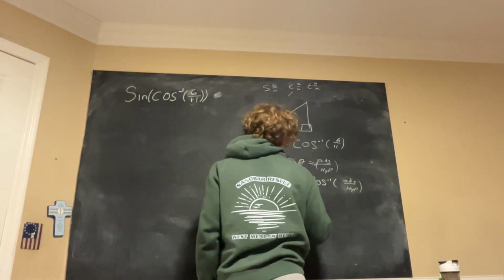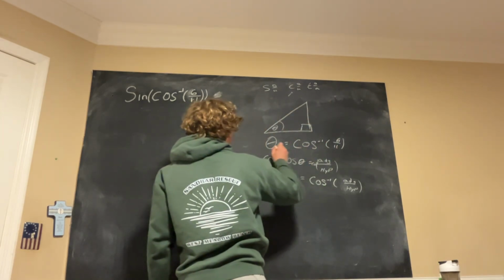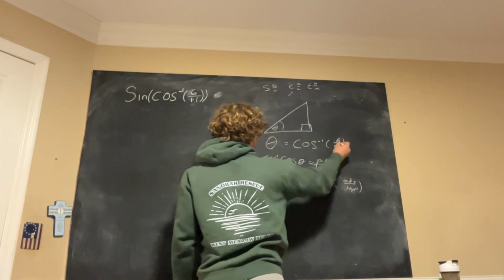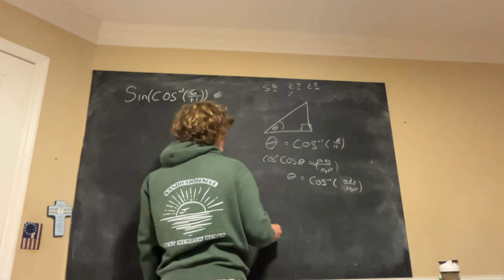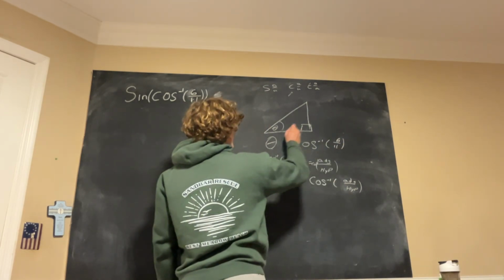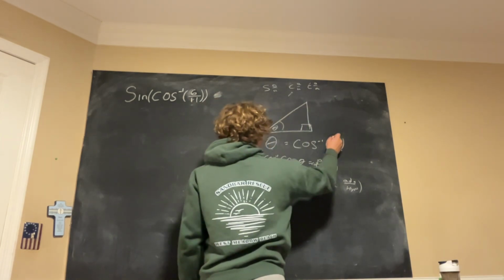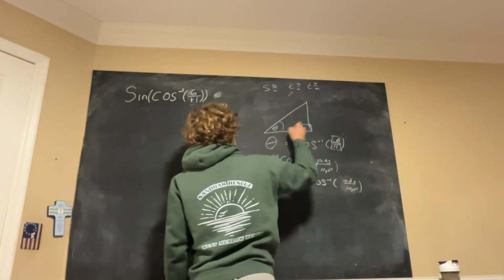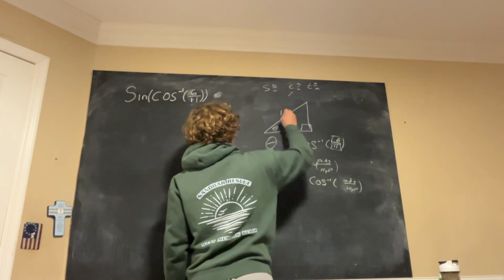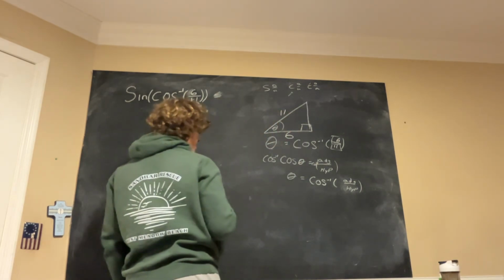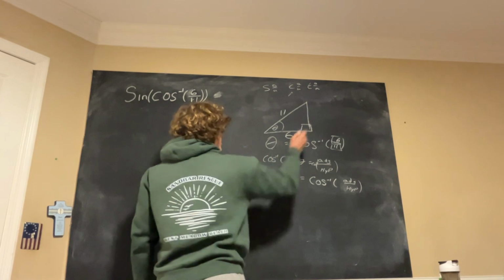So this is what we have right here. Theta equals cosine inverse of 6 over 11. So this is our adjacent side and this is our hypotenuse. Our hypotenuse is 11 and our adjacent side is just 6. So this is 6 and then 11. So now we are looking for this side right here.